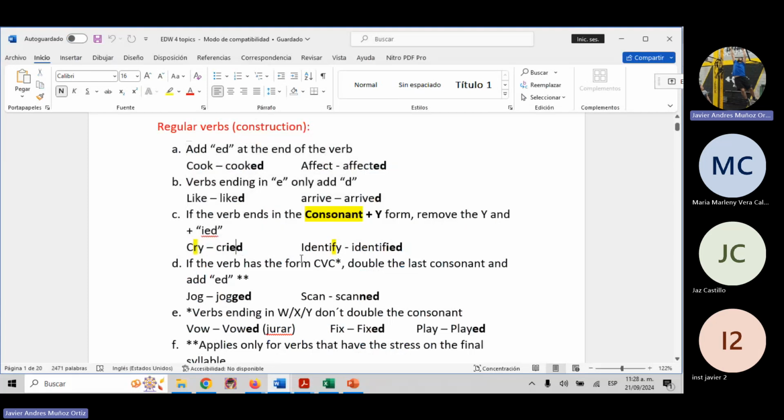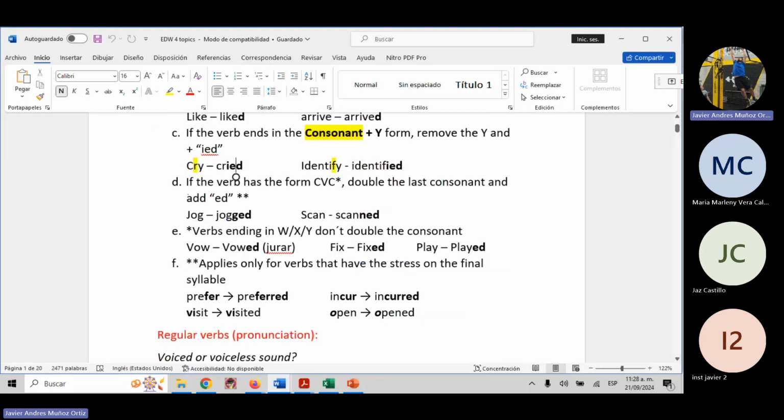This is very similar to simple present tense. The grammar is related. So if you understand the grammar of simple present tense, it's not going to be difficult for you to understand the grammar of simple past tense because it's very similar. Okay.